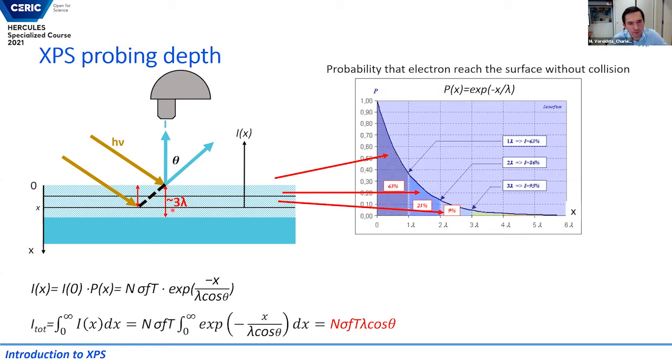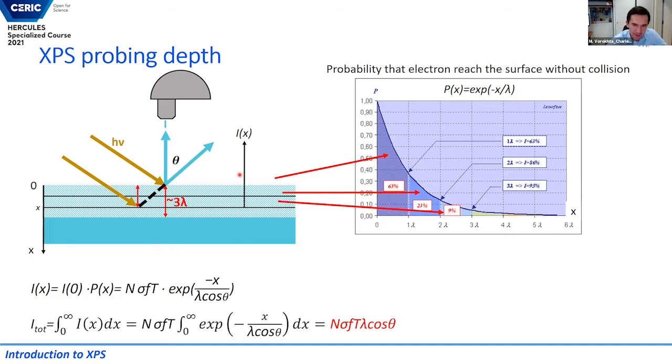And there is, of course, a very big probability that it will be scattered, and then it becomes just, as I said, a background. So here is the probability which shows you the probability of an electron reaching the surface. And you see that from depths higher than 3 lambda, there is a very, very small probability for an electron to enter the analyzer.